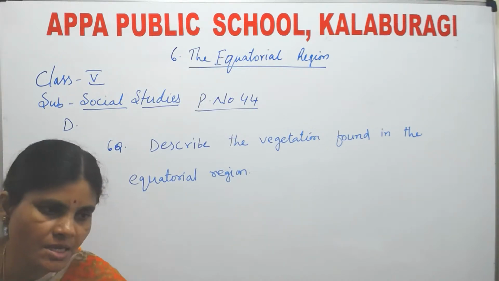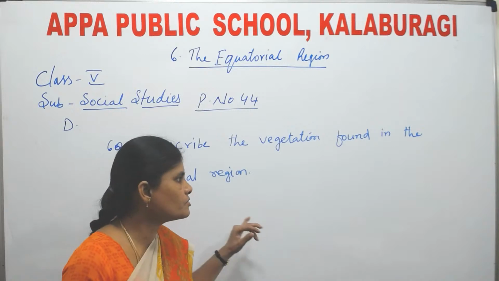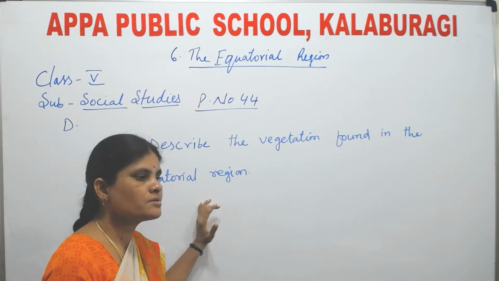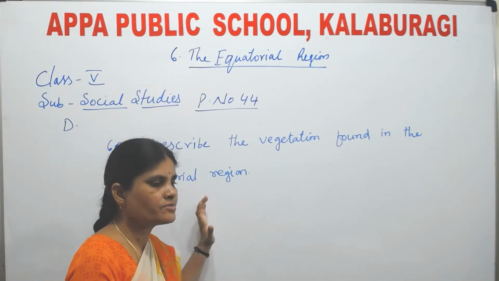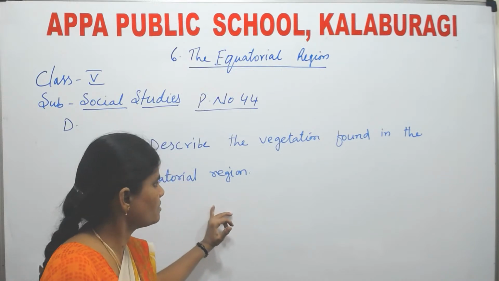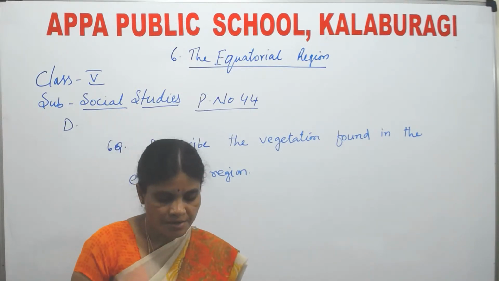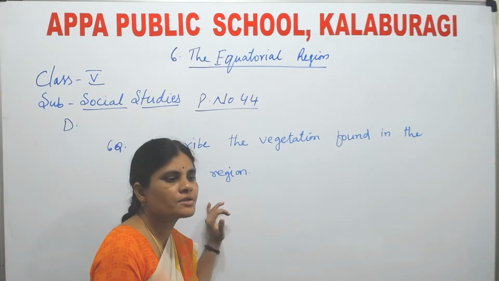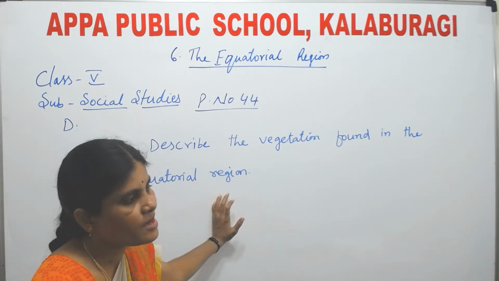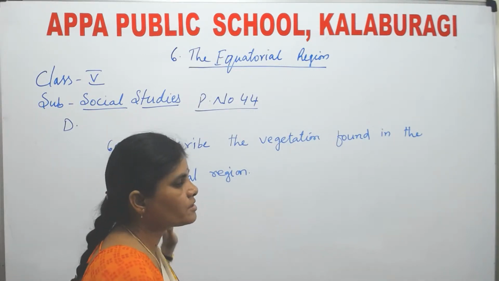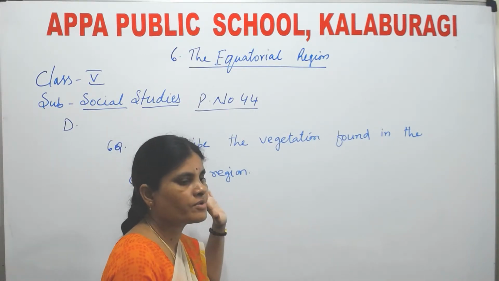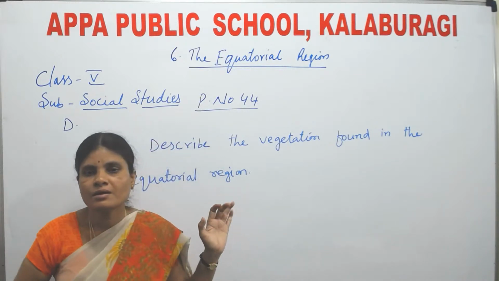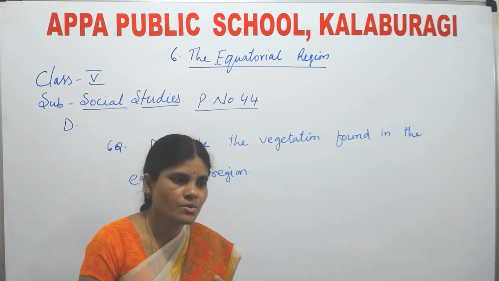Vegetation means trees and plants. Already I told you that this region receives plenty of rainfall as well as temperature, sun rays. That is why very thick forests grow in this region. How are the forests? They are very, very thick. And how are the trees of this region? They are very, very tall. And they have hardwoods.